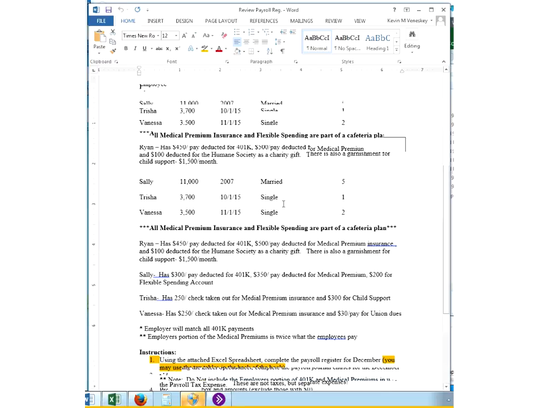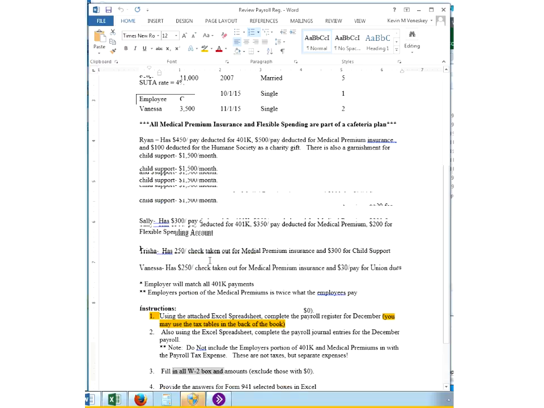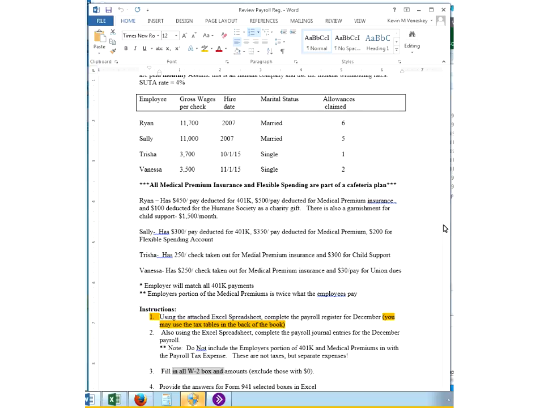Notice we're only going to be doing this for December. This is the last payday of the year. Of course, you'll need to use the tax tables in the back of your book. We're going to do the journal entries. We're also going to fill out the Form 941 and the W-2s.